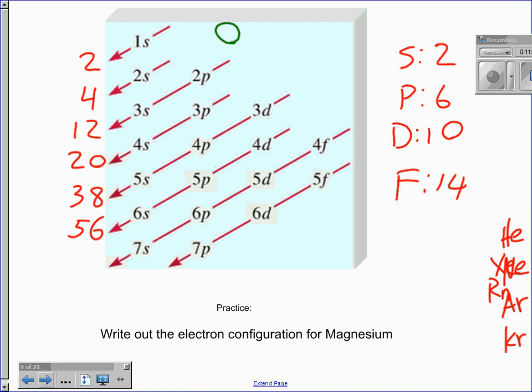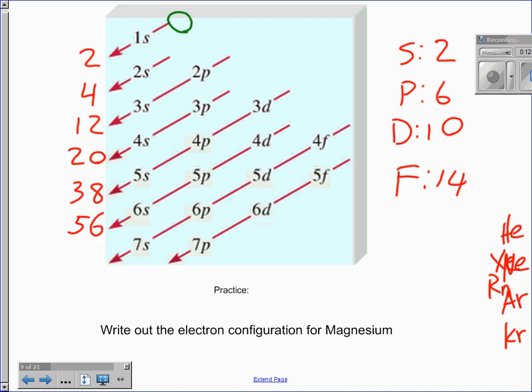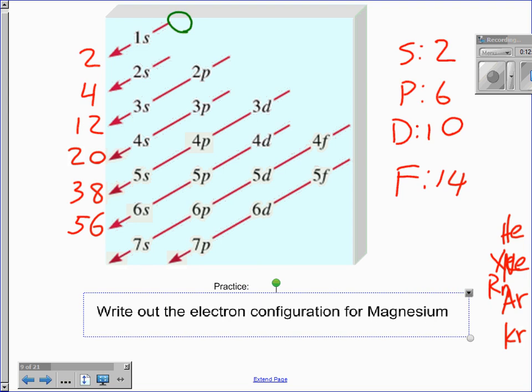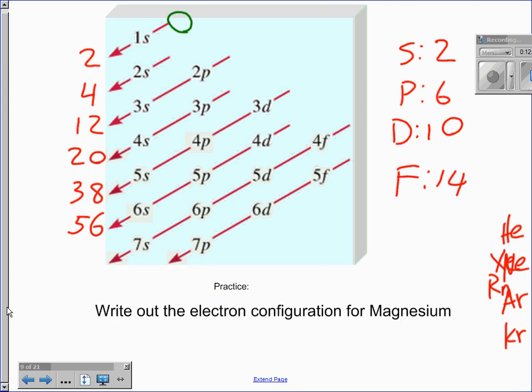I'll use this little circle as my marker. There we go. All right, so if we had to write out the electron configuration for magnesium, find magnesium on the periodic table. I'll give you a second. All right, did you find it? Did you find magnesium? It is located at element number 12. So I'll write the symbol here. Magnesium, element number 12.